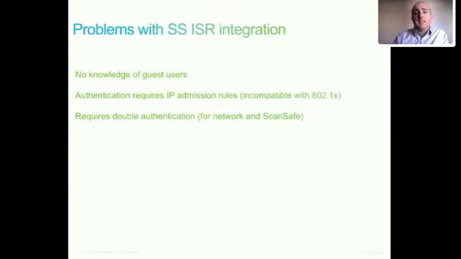But the problem with this is when we look into more of the distributed networks, and especially customers that might be using ISE, the ISR integration from ScanSafe doesn't have any knowledge of guest users in any other way that somebody would authenticate. Also, the way that the ISR integration for ScanSafe authenticates users is using IP admission rules. And it's very likely that if somebody has ISE, that they're using 802.1x and they're incompatible. And the only way of doing something like that together would be doing double authentication. So you'd have to have your users authenticate onto the network through ISE and then onto ScanSafe, either using PIM or the connector or something, which isn't wonderful news for anybody.